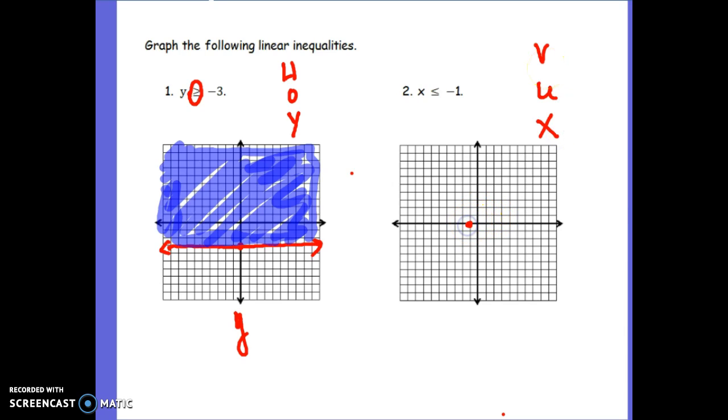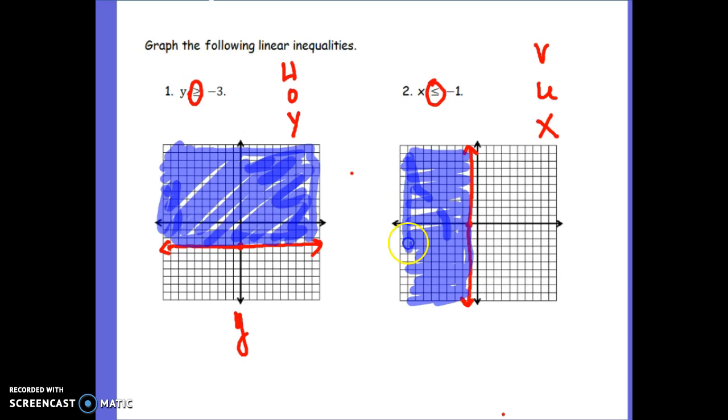So we're going to go to negative 1 on our x, and we're going to make a vertical line. And again, it's going to be solid because it's less than or equal to. Okay. And everything less than it is actually going to go to the left. So let's shade here to the left.